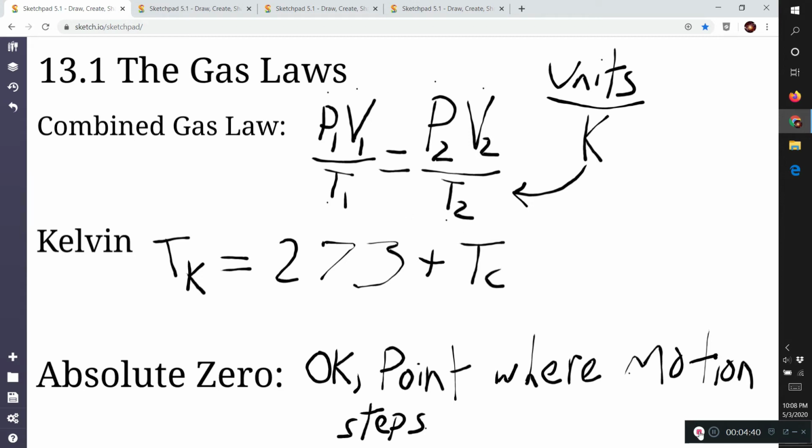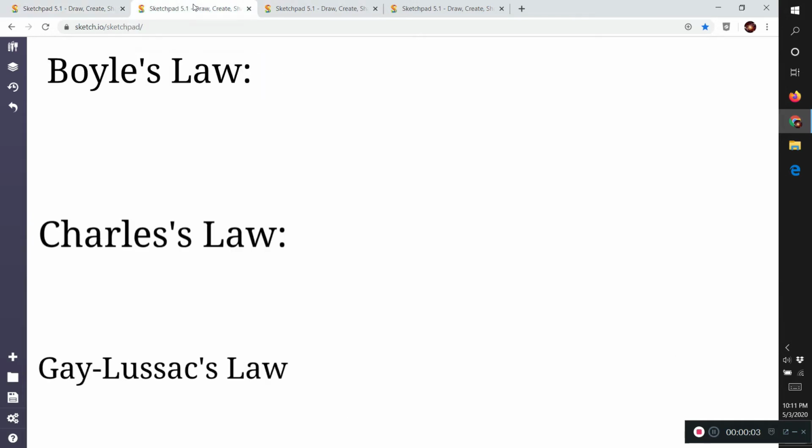So why is it called the combined gas law? The reason it's called the combined gas law is it was actually based off of 3 laws that came before it. The first of which was Boyle's law. Now, Boyle is the name of the scientist who discovered it.